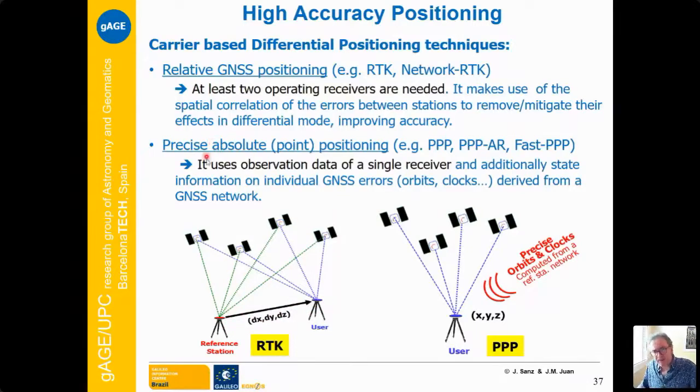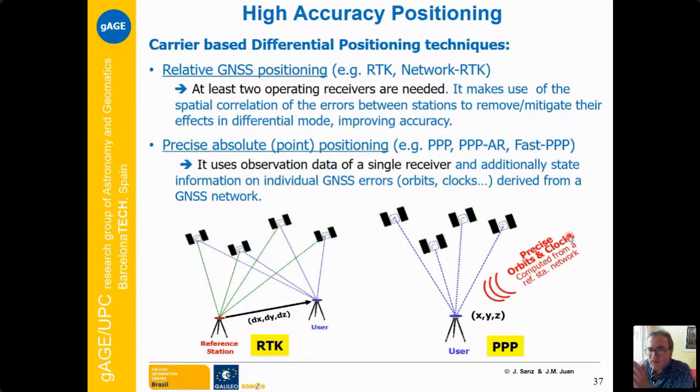In PPP, in precise point positioning, we need only a user receiver. It uses a single receiver, but we need additional information. We need additional information that corresponds to the precise orbits and clocks.